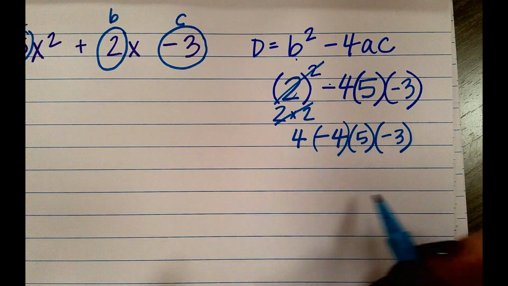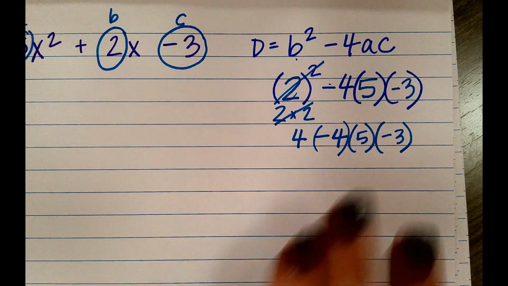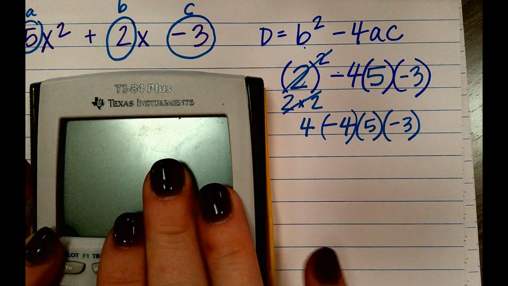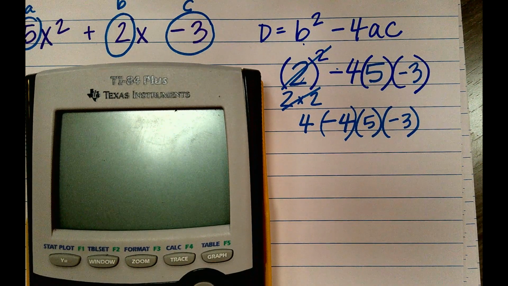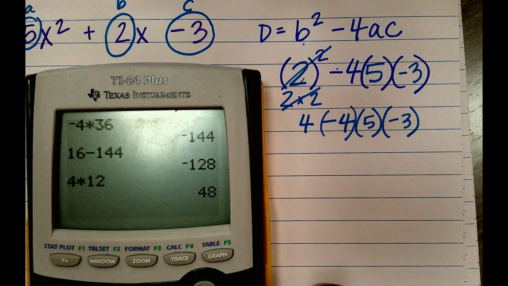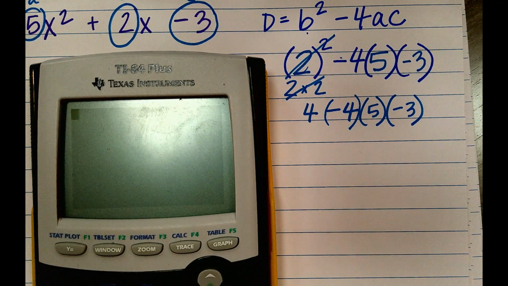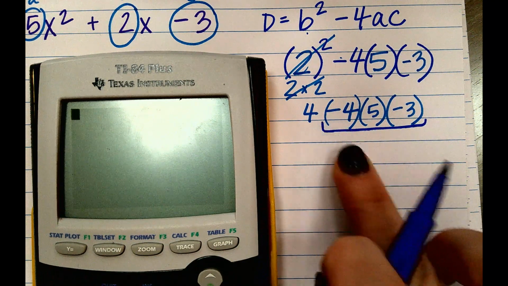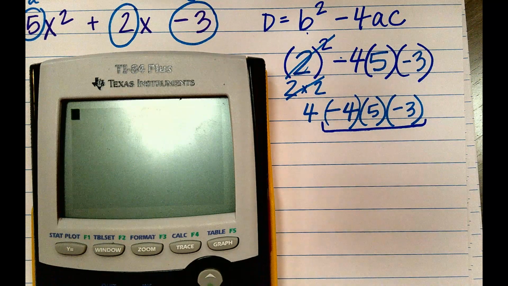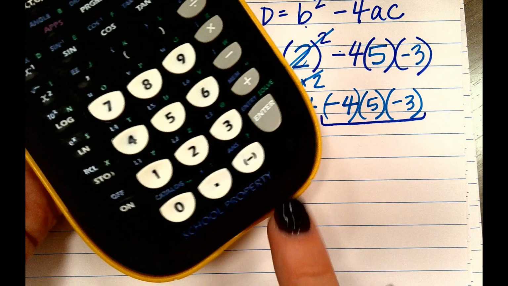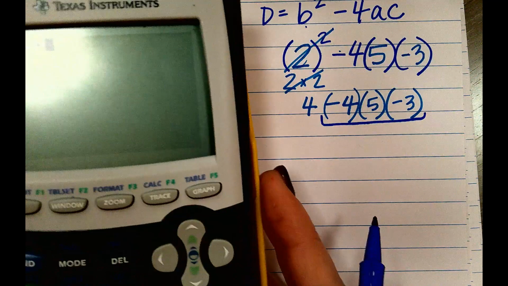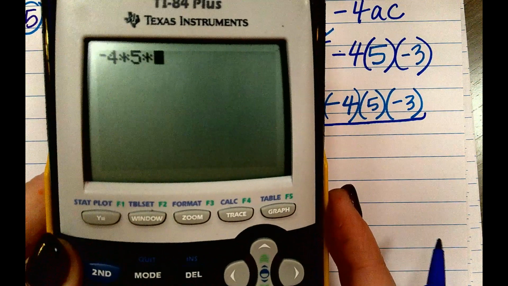You can type these all in your calculator at once, and let me show you that. This is so much faster. If you do not have a calculator at your table, go ahead and grab one of these, a yellow calculator by the computer cart. Clear. Make sure you can get the same number. We're going to type in negative 4 times 5 times negative 3. Your negative is down at the bottom in parentheses.